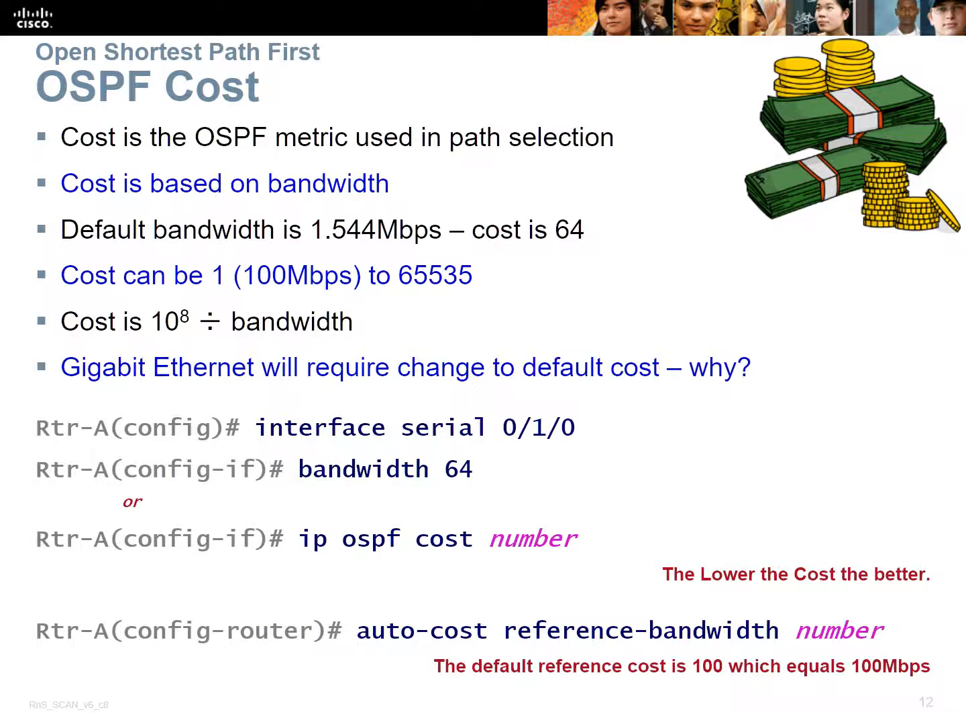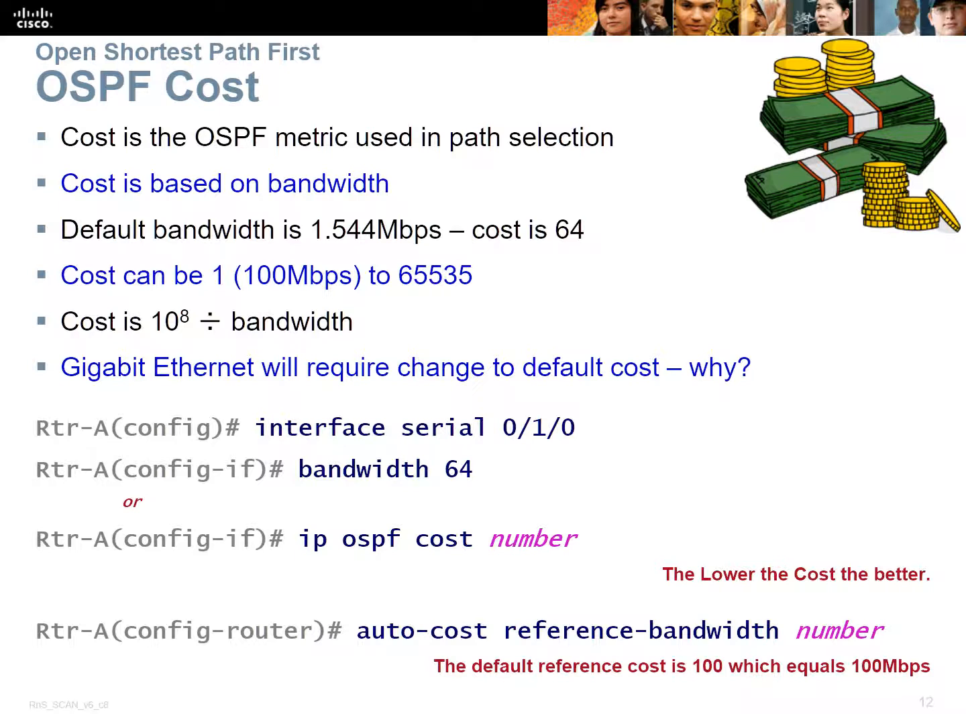100 gig might have a cost of 10. 10 gig will have a cost of 100. 1 gig will have a cost of 1,000. 100 meg will have a cost of 10,000, and 10 meg will have a cost of 100,000. And that way you just have this one command, and all of the interfaces will figure it out themselves.